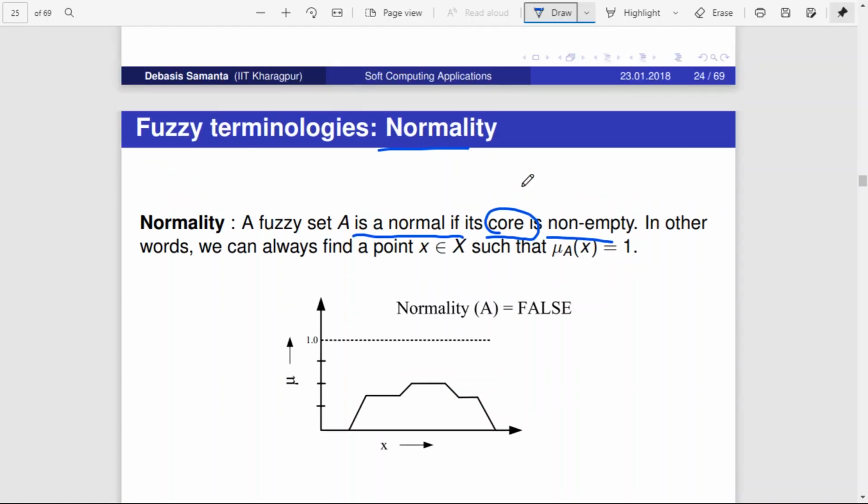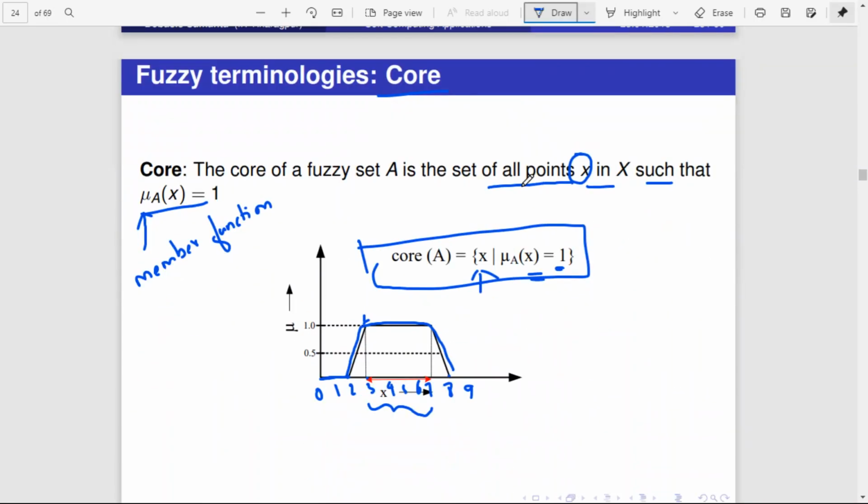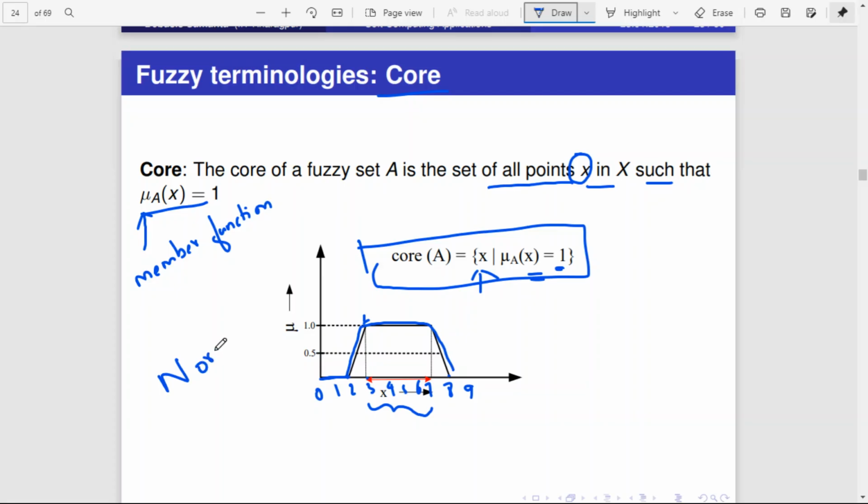Okay. So this particular fuzzy set is also normal. Why is it normal? Because what is its core? Its core is not empty. Its core is these values 3, 4, 5, 6, 7. For all these values of x, the membership function will give an output of 1. So the core is not empty here. As the core is not empty, it is also a normal set.